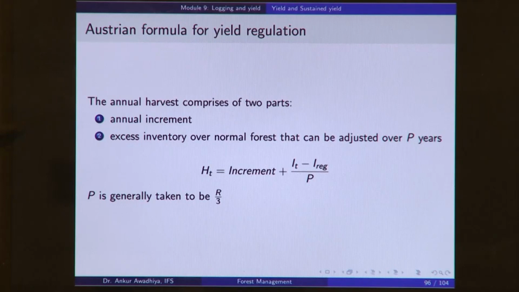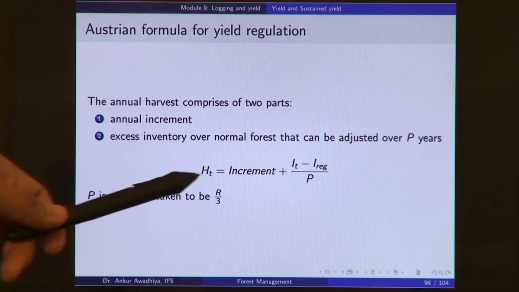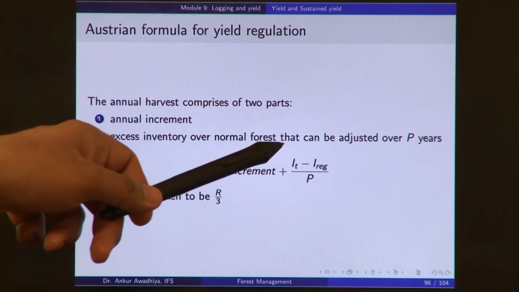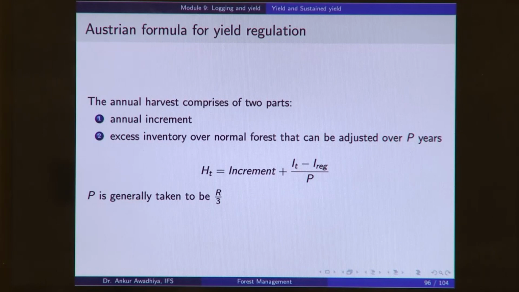It says that you can always take out the increment, but this increment will be modulated by what is your current scenario and what is the ideal scenario that you want. So, it says that the amount of harvesting is equal to increment plus I t minus I reg divided by P. So, I t is the inventory that you have at time t, I reg is the inventory that you want in a regular forest, or that is the ideal forest, divided by a time period p over which you want to bring your forest to a state of the regulated forest.